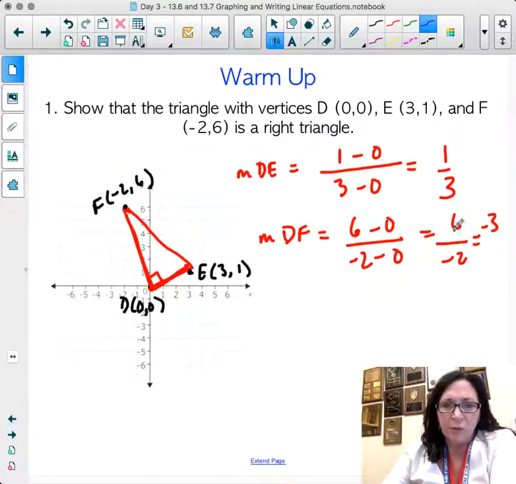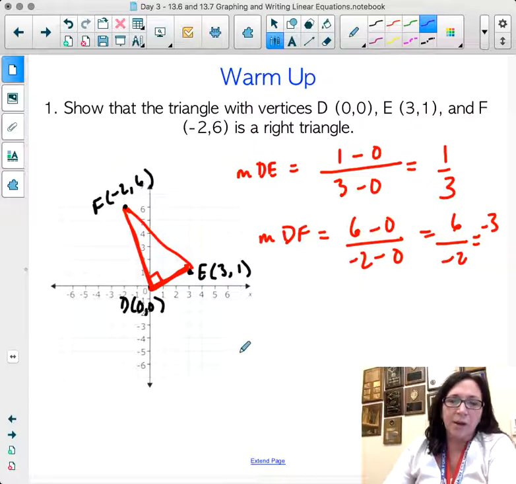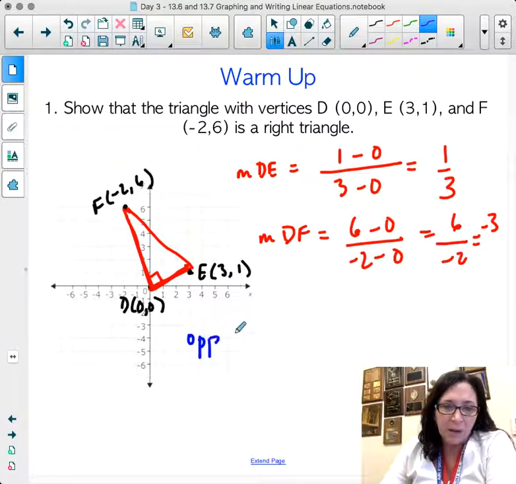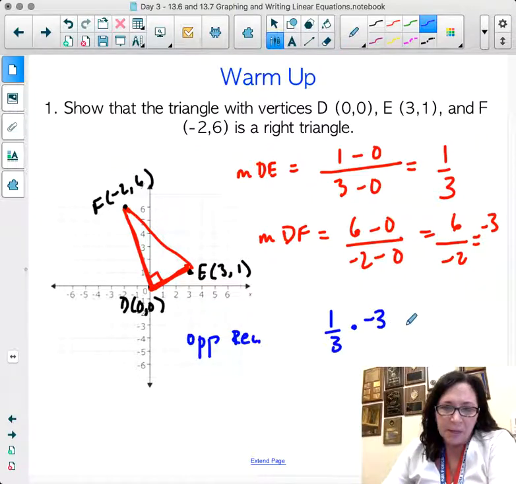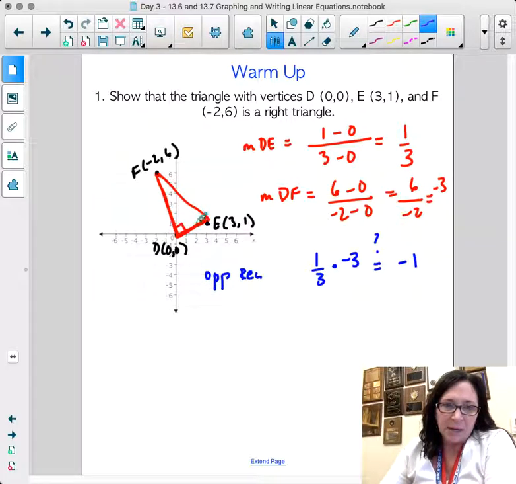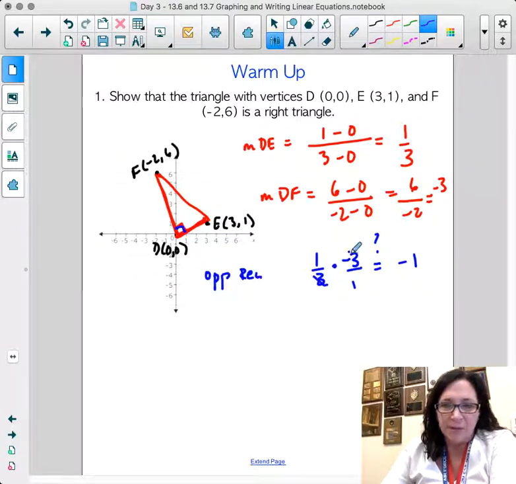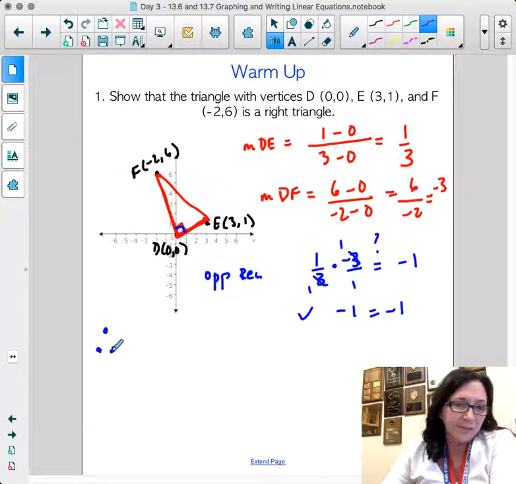If these two slopes are perpendicular, and you know they are because they're what we call opposite reciprocals, which basically means that you can multiply these two together, so 1/3 times -3. And if you get -1 as an answer from this product, then the two lines are perpendicular, which would make this a right angle. So 3 divides into 3 one time. -1 times 1 is -1. -1 equals -1. Check.